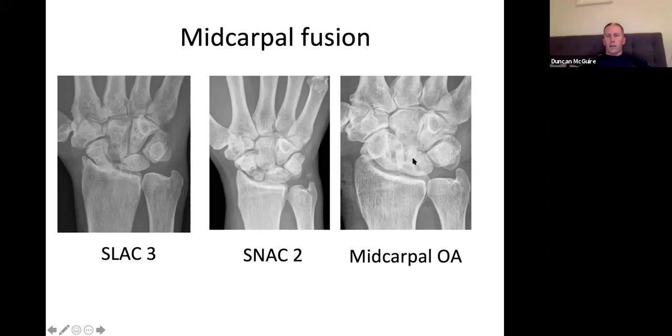You can see destruction in the midcarpal joint, no joint space there, lots of cysts, but the whole of the radiocarpal joint here is still pristine.